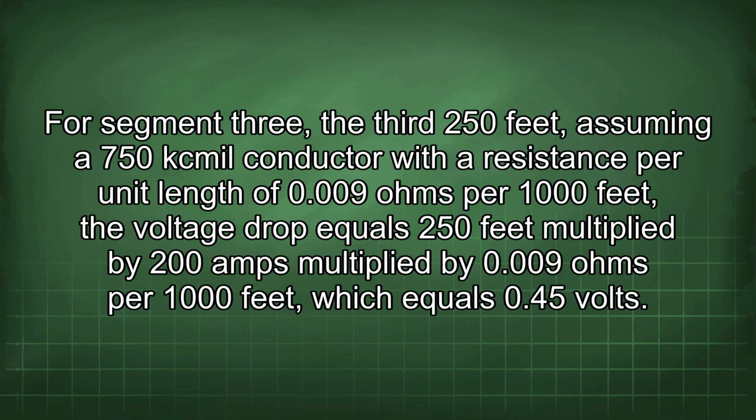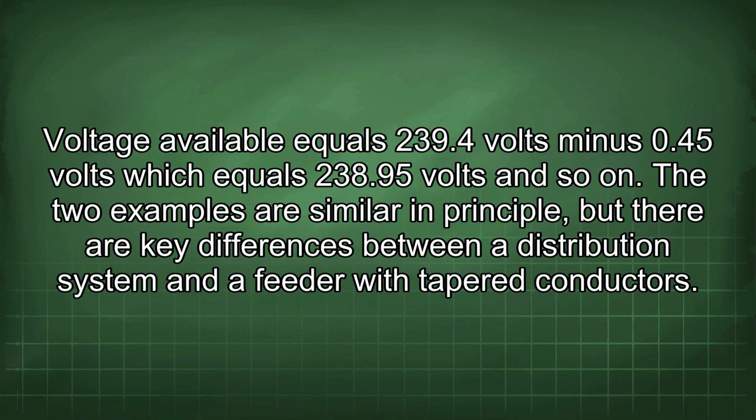For segment 3, the third 250 feet, assuming a 750 kcmil conductor with a resistance per unit length of 0.9 ohms per 1000 feet, the voltage drop equals 250 feet multiplied by 200 amps multiplied by 0.9 ohms per 1000 feet, which equals 0.45 volts. Voltage available equals 239.4 volts minus 0.45 volts, which equals 238.95 volts, and so on.